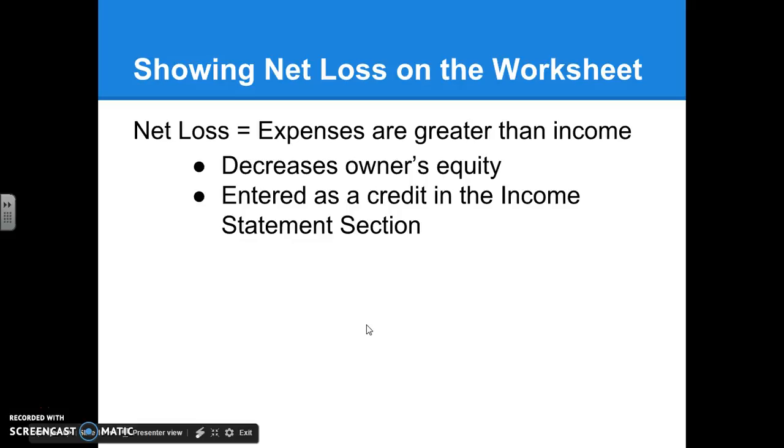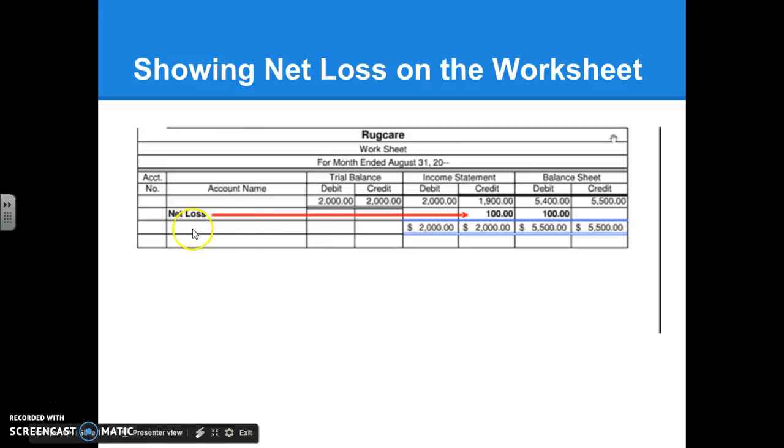Now, if we have a net loss in the worksheet, the numbers are going to go in the opposite columns: credit side column for the income statement section, and debit side for the balance sheet. So in this case, we have a net loss, therefore our expenses are greater than our revenues, so we have a net loss of $100. So we write net loss in the account name, and then we put $100 in the credit of the income statement, $100 in the debit of the balance sheet, and then do the math to prove that our numbers equal. So 2,000 equals 2,000 in the income statement, and 5,500 equals 5,500 in the balance sheet.